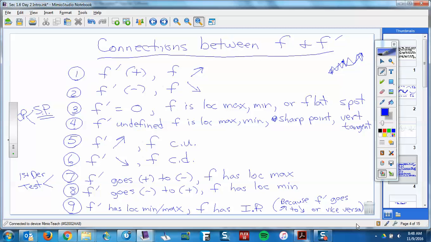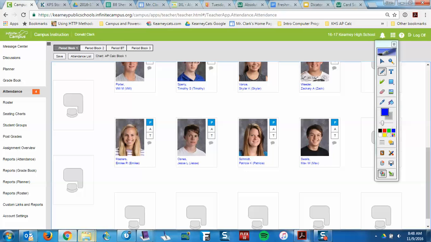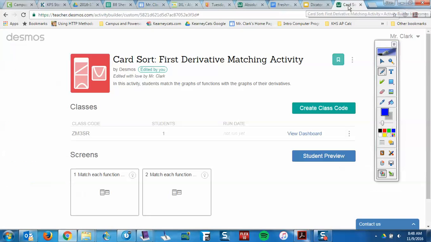All right. So what I'd like you to do here is a little activity. So get your Chromebooks out. And I've got a little sorting thing, little card sort for you to do.